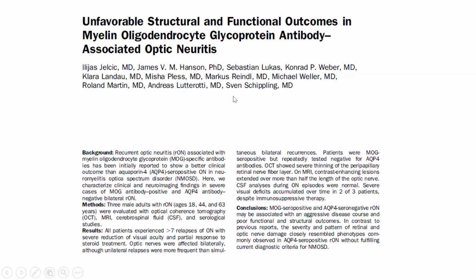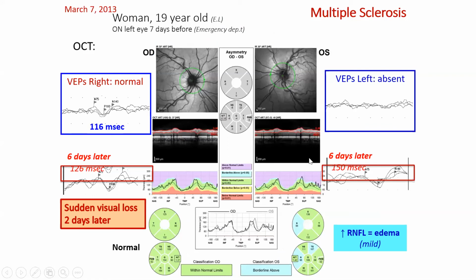Also in this paper, in this case series of 5 patients, the visual outcome was not favorable. And we can see here one of our patients with the typical VEP delay. She has MS, and the delay is quite important, 150 milliseconds, without important edema and without further axonal loss even at follow-up, which is not shown here.